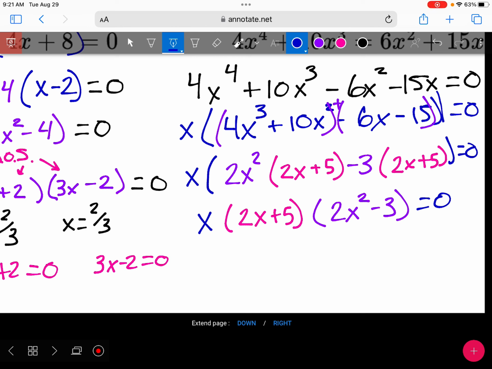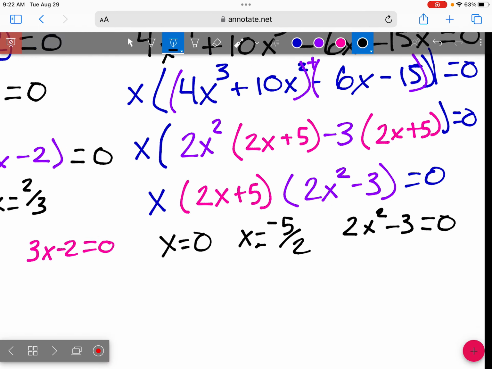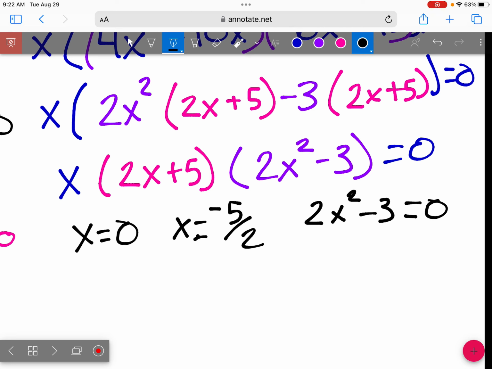All right. So let's find these solutions first. What is the solution for this one? X equals 0. What is the solution for this one? Negative 5/2. What we do for this third one is we're going to set it up. 2x squared minus 3 equals 0. Get the x squared by itself. So we're going to have 2x squared equals 3.